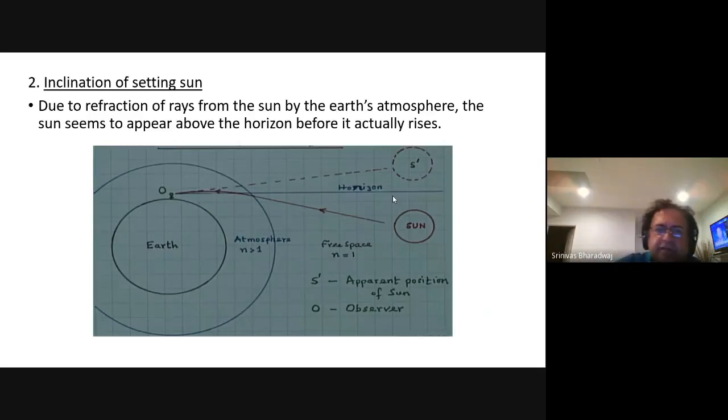Therefore, when you see the sun, it appears even after it has gone below the horizon; you can briefly see the sun. Due to the refraction of rays from the sun by the Earth's atmosphere, the sun appears to be above the horizon before it actually rises. Sounds like a scene right out of the Mahabharata. But I would like you to remember the idea that the Earth's atmosphere has a refractive index slightly greater than 1. Okay?